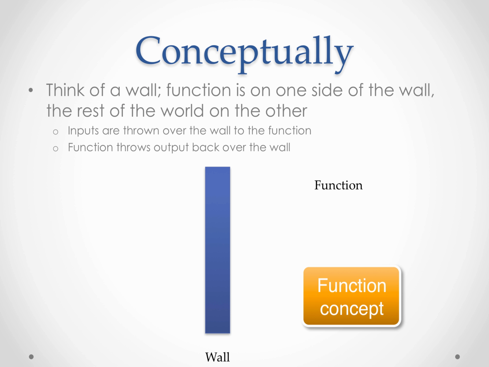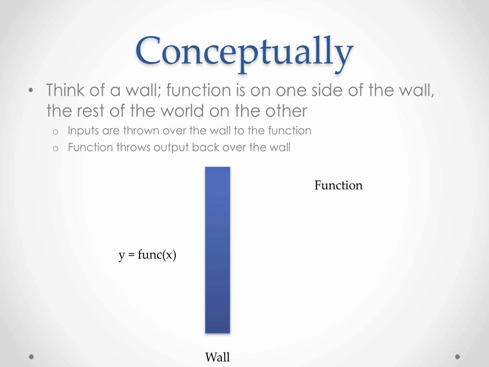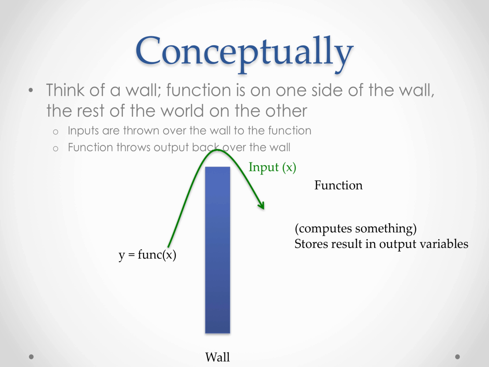So a function is really a wall. Your script that you call is on one side, and the function that you are calling is on the other side. Your inputs are basically thrown over that wall to the function, and then the function throws the output back over the wall. So you have some function here, y equals function of x. That input x gets passed to the function, but everything else that's in your script just disappears. All that happens is your x gets passed over to the function where it can use it.